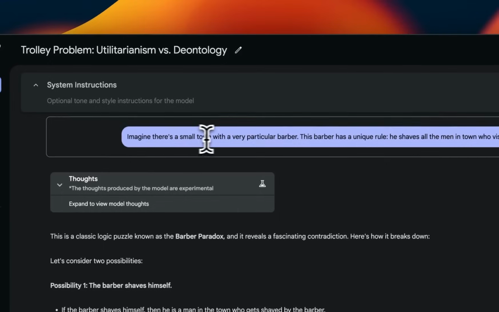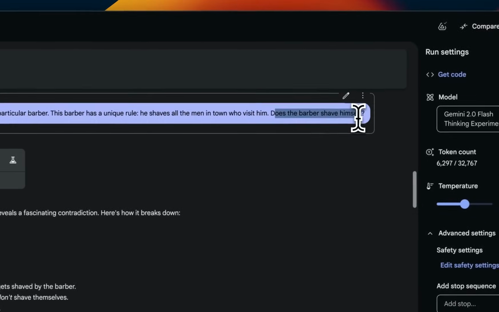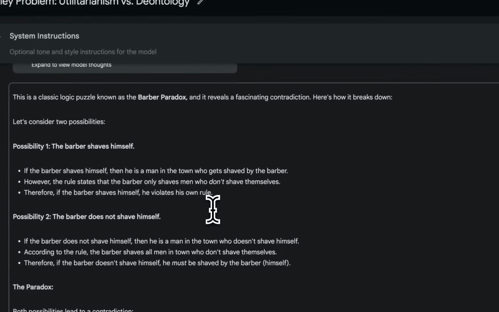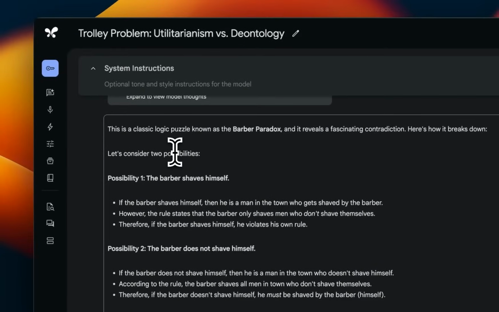Imagine there is a small town and there is a particular barber and he has only one unique rule. Anybody who comes in for a shave, he actually shaves them. And then the question is, does the barber shave himself? Now, it's a classic barber paradox, so very similar to the other models.